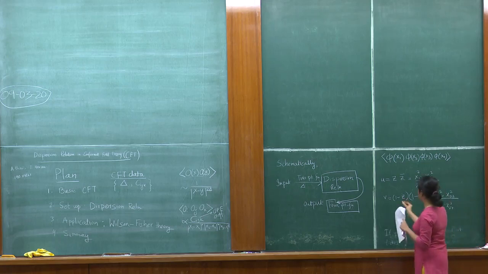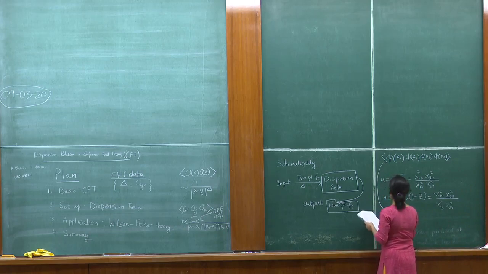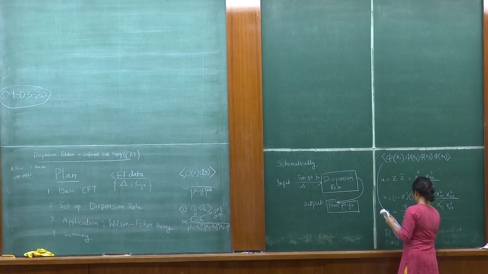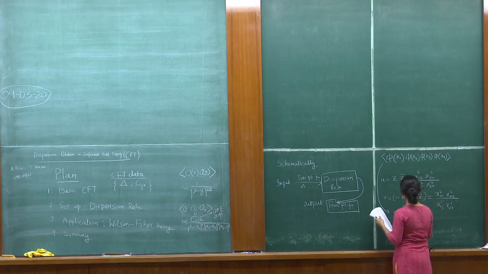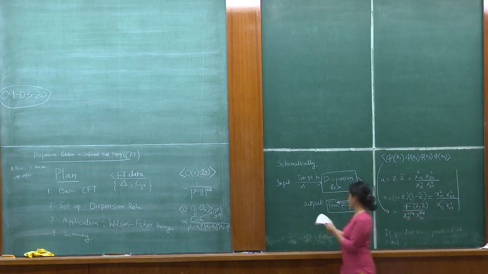So with this, you can write the 4-point function. So this delta phi is the scaling dimension of the external operator. And this f, okay, I can just define this here.